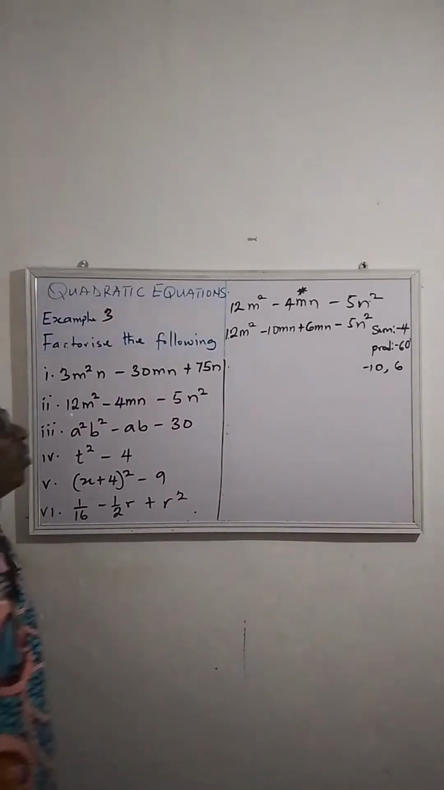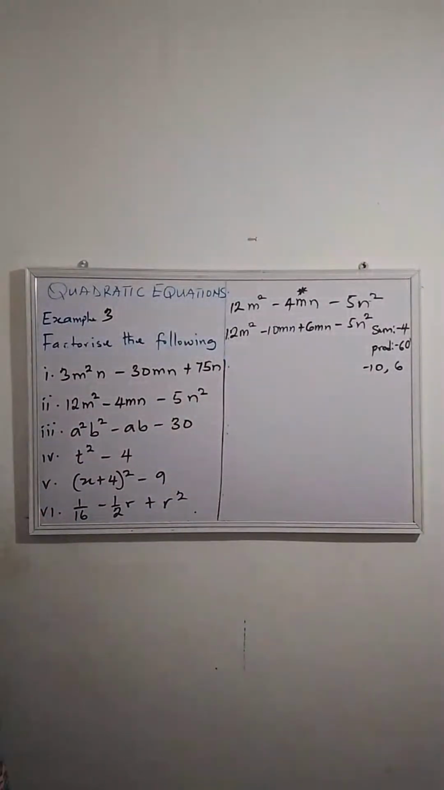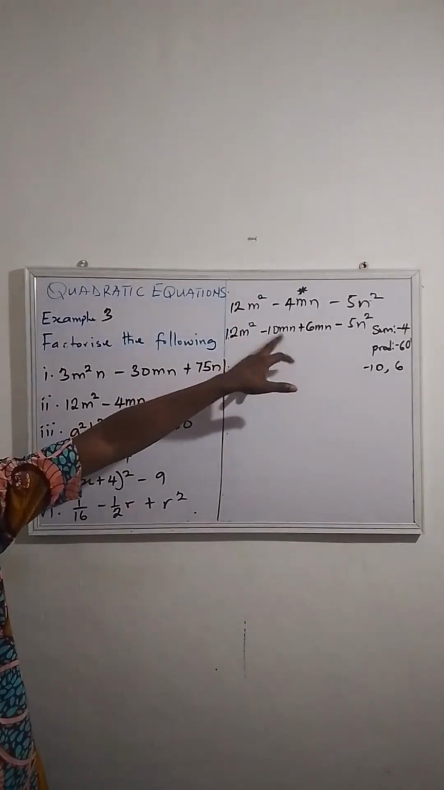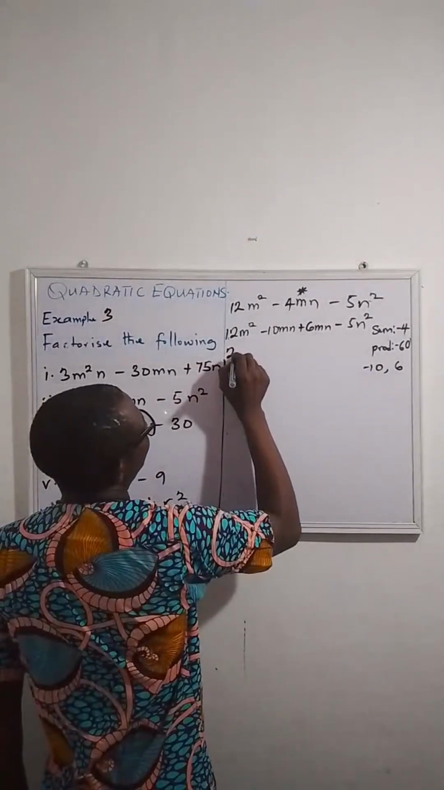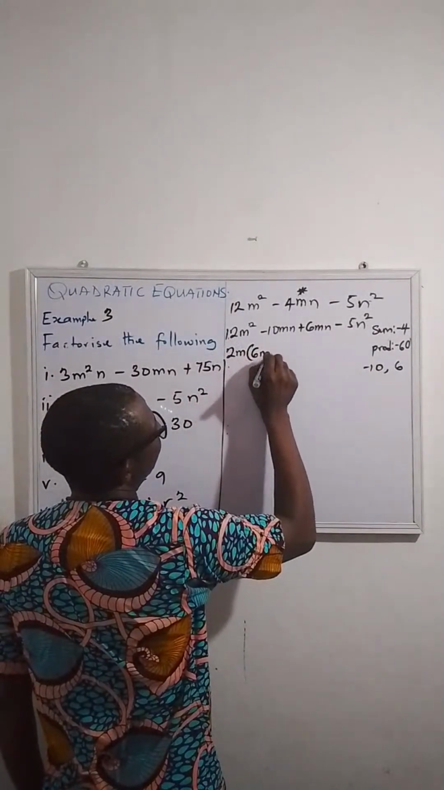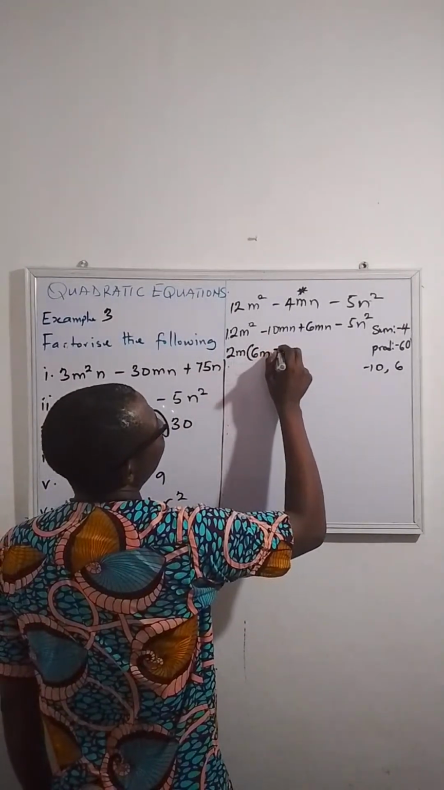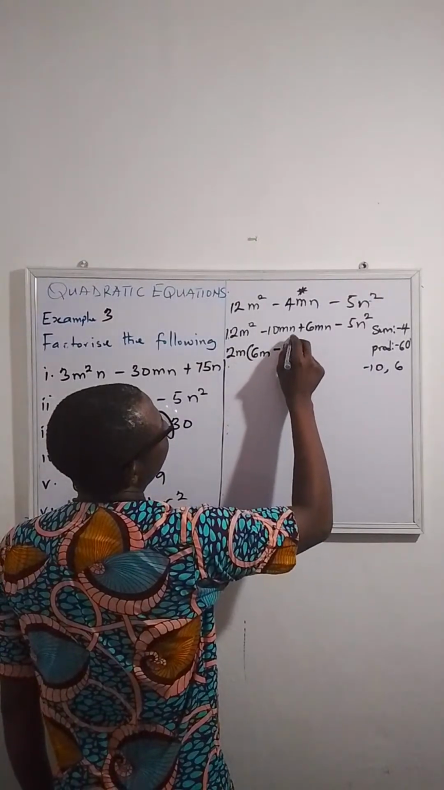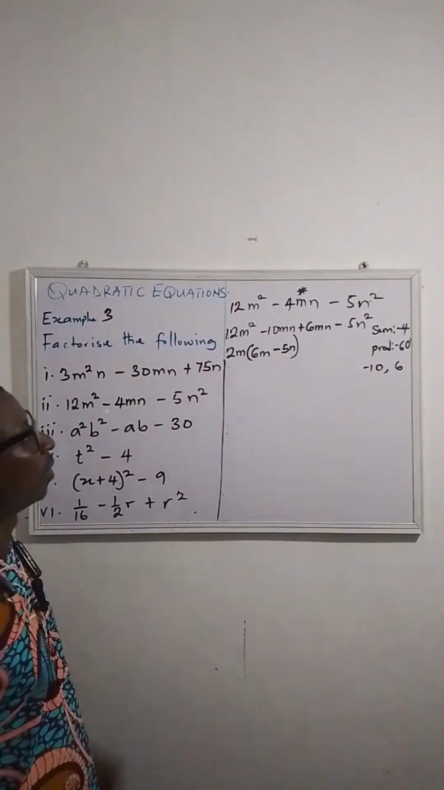Okay, so now what is the GCD of these two terms? The greatest common divisor. When you look at it, you will see that 2 can go here, 2 can also go here, m can go here, m can go here. So that's going to be 2m. So when you divide this one by 2m, that is 6m. Okay, now when you divide this by 2m, you have -5n. You get that now? You can see once you open the brackets, you have this back.